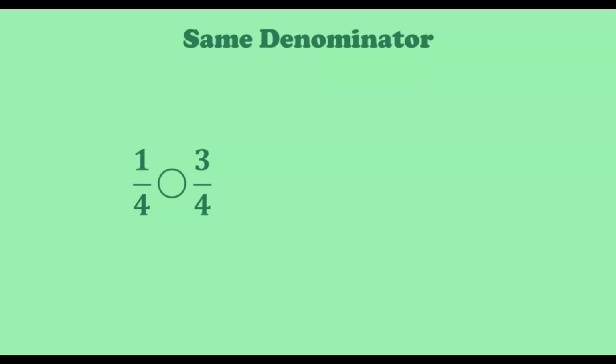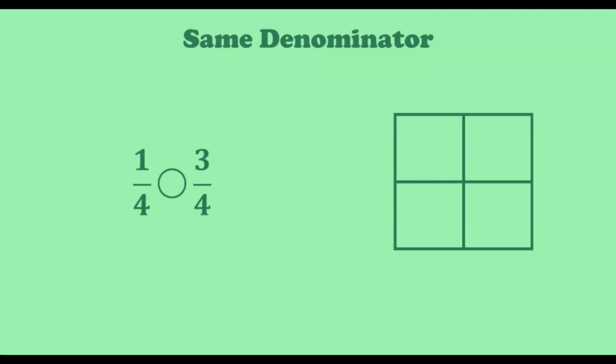Now we can see that both fractions have the same denominator. Both of them have the denominator 4. So let us consider a diagram to understand how we're going to compare these fractions. Let us consider a rectangle and divide it into 4 equal parts, because we have the denominator 4.